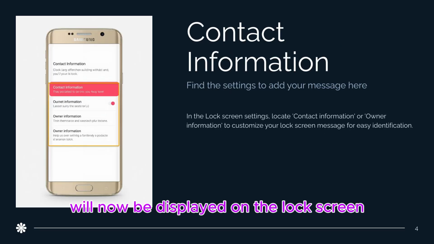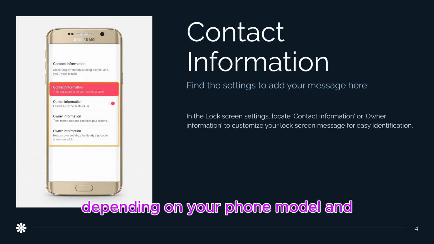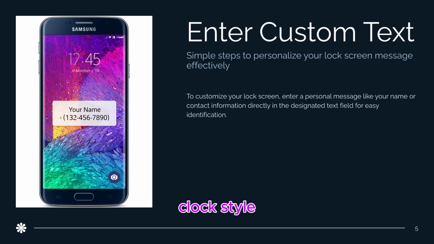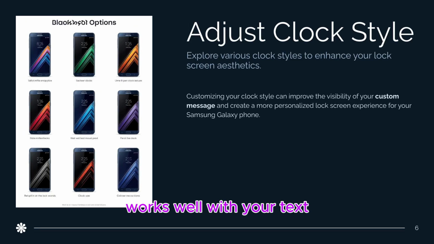Your custom message will now be displayed on the lock screen, usually in the bottom left or center, depending on your phone model and clock style. To make it more prominent, you can adjust the clock style. Go back to lock screen settings, tap clock style, and choose a style that works well with your text.